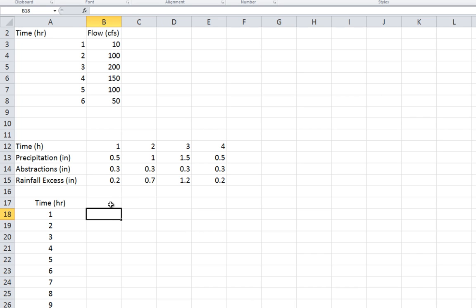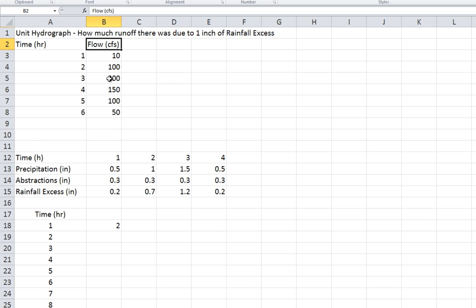So what's going to happen during the first hour? Well, during the first hour there is 0.2 inches of rainfall excess, and so hour 1 will be this amount, and I'm anchoring that by pressing the F4 key, times this. So if there was 1 inch of rainfall excess, there would have been 10 CFS. But since there's only 1/5 of that, then the response is 2 CFS. So 2 out of 10 is the same as the 0.2 inches of rainfall versus the 1 inch of rainfall excess that caused the unit hydrograph.